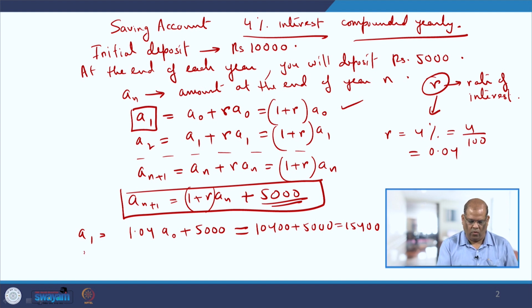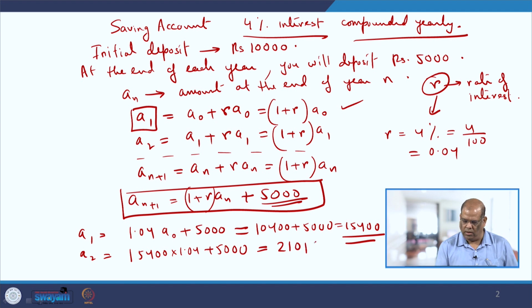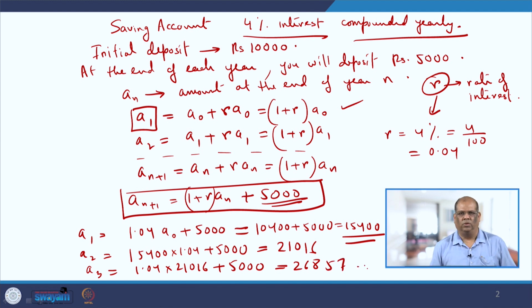Similarly, my A2, with the new principal, is 15,400 multiplied by 1.04 plus 5,000, and this is approximately 21,016. Similarly, A3, my new principal, which is 21,016 plus rupees 5,000, will approximately give you 26,857, and so on. So, we can get the amount at the end of whatever year you want.